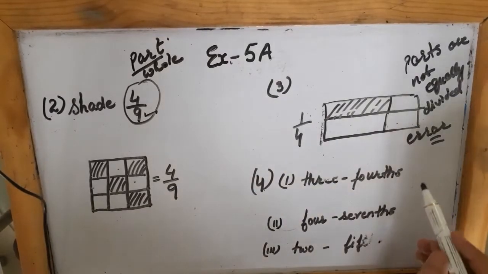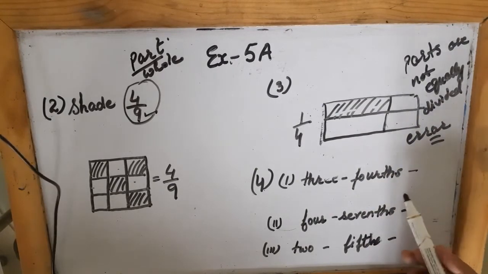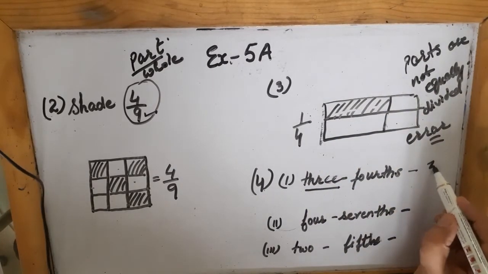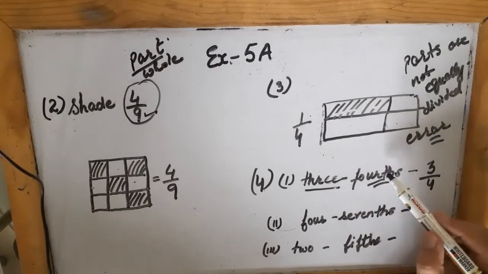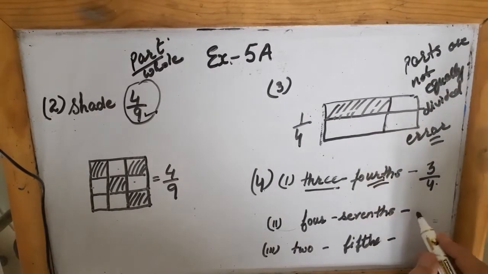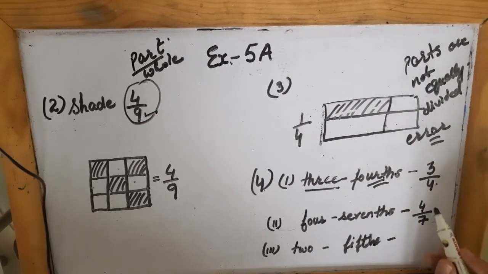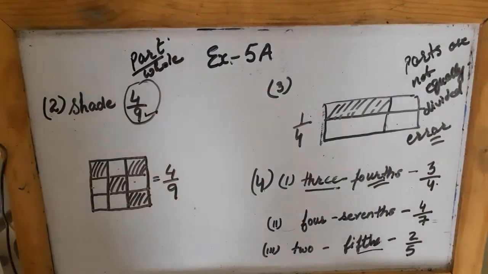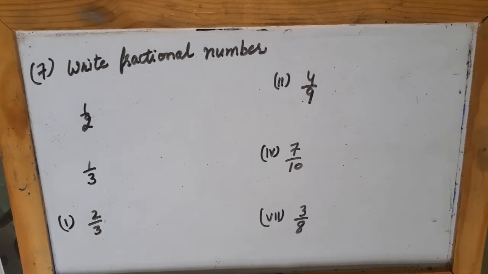Now the fourth question says they have given you the fractions in words, and you have to write them as fractions like 3/4. So this first word will become the numerator, and the second word shows the denominator. So 3/4. Now 4 7s: the first word is the numerator, and the second word is the denominator. Now 2/5. So first word is the numerator, and the second word is the denominator. So 2/5.